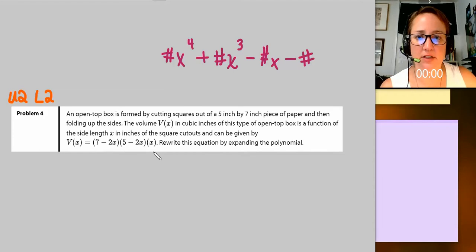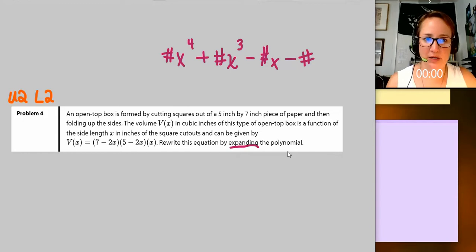And since it's a volume of a three-dimensional object, we have 3 terms because there's a length, a width, and a height to this open top box. And to get the volume, we'd have to multiply all those together. Now the instructions ask us to expand this, right? To rewrite this equation by expanding the polynomial.